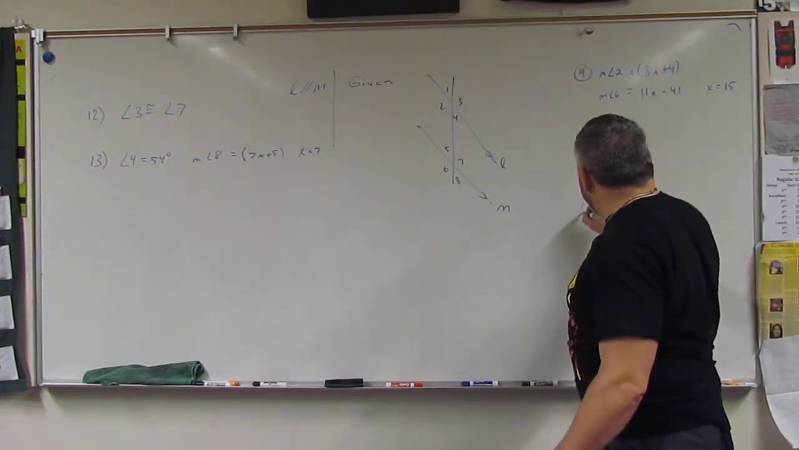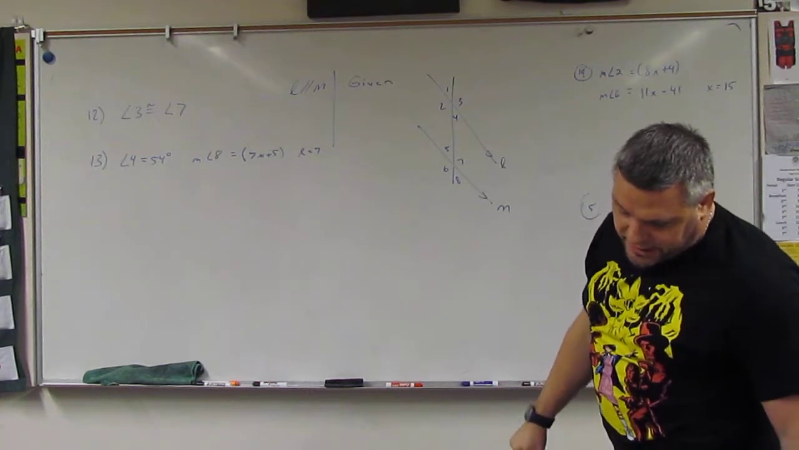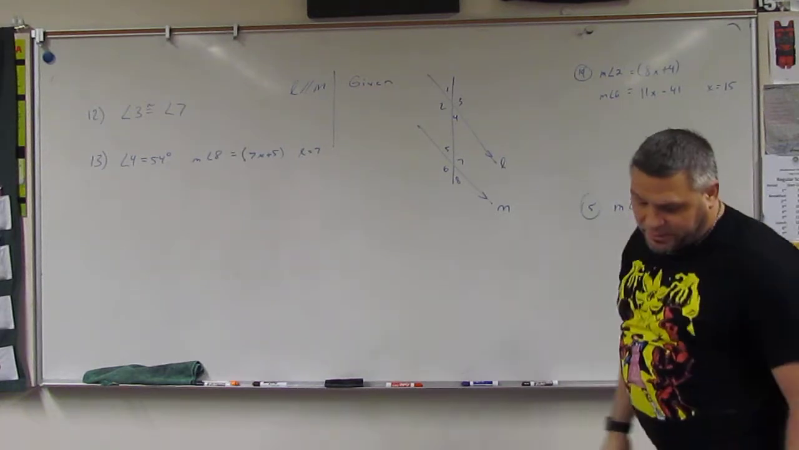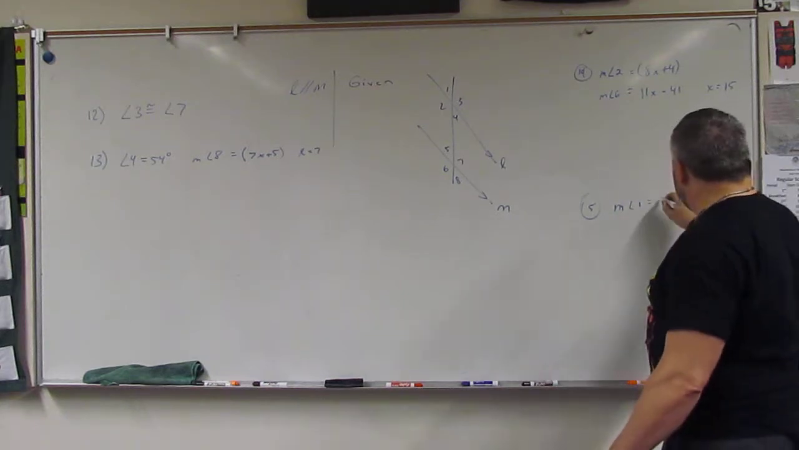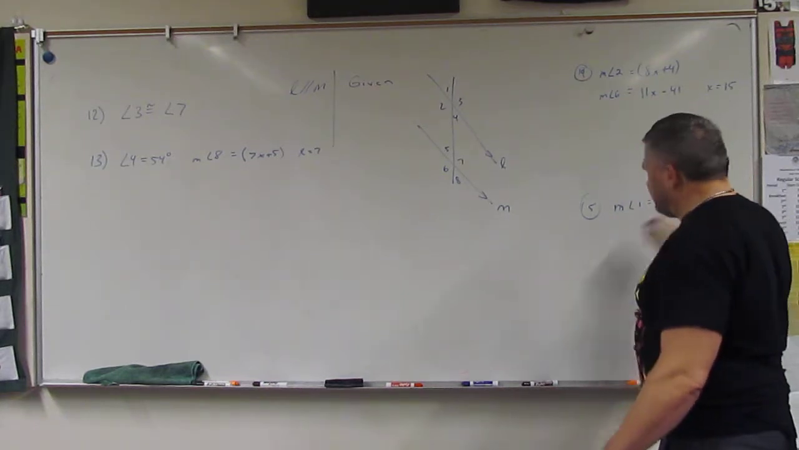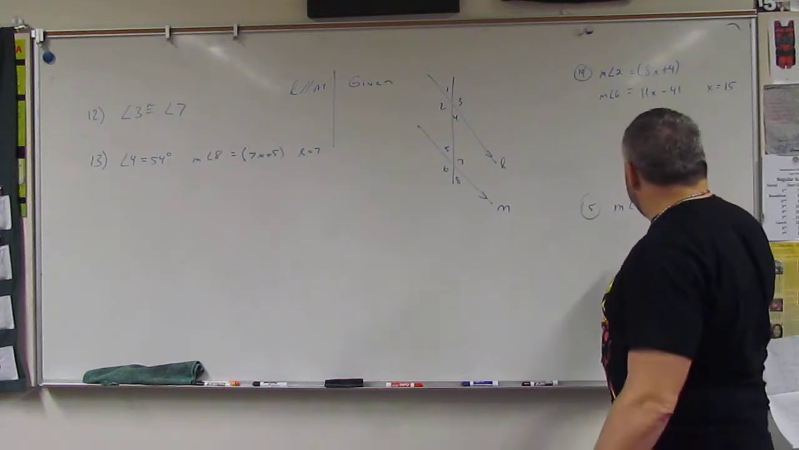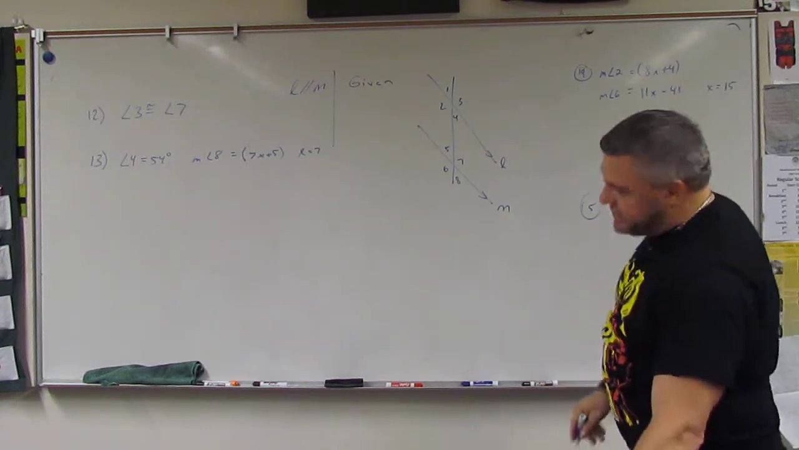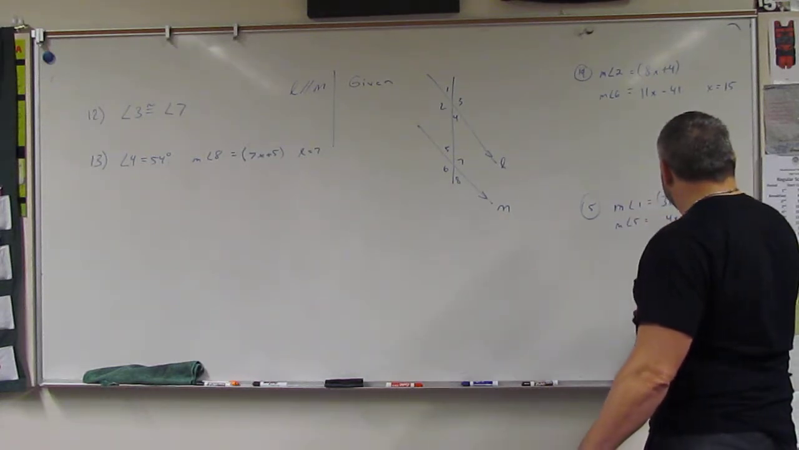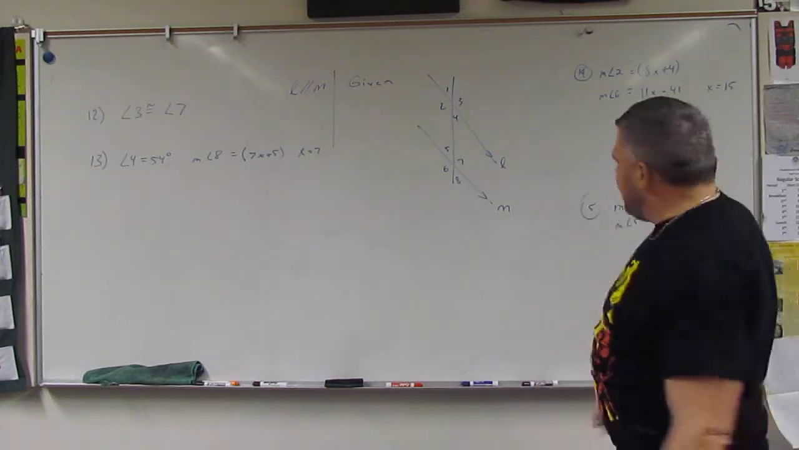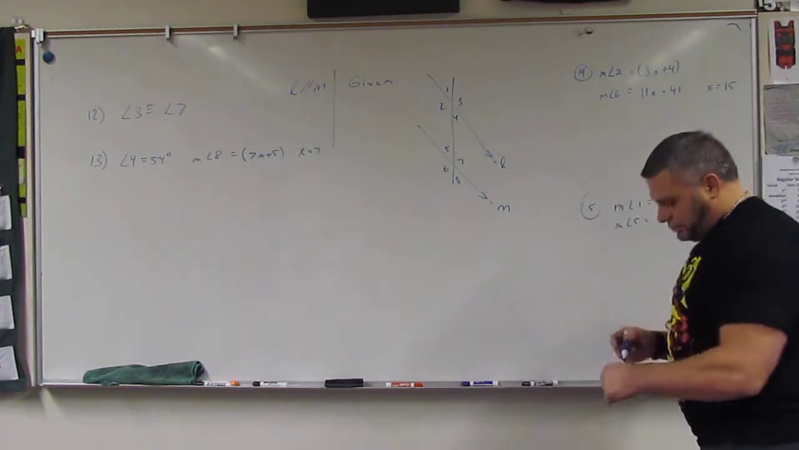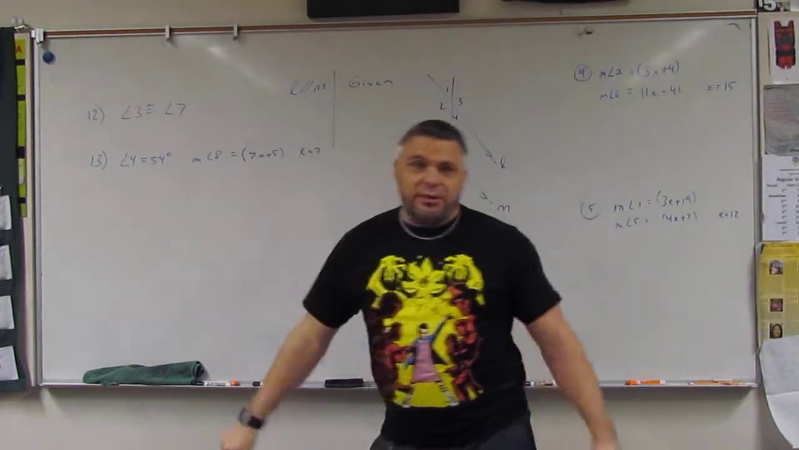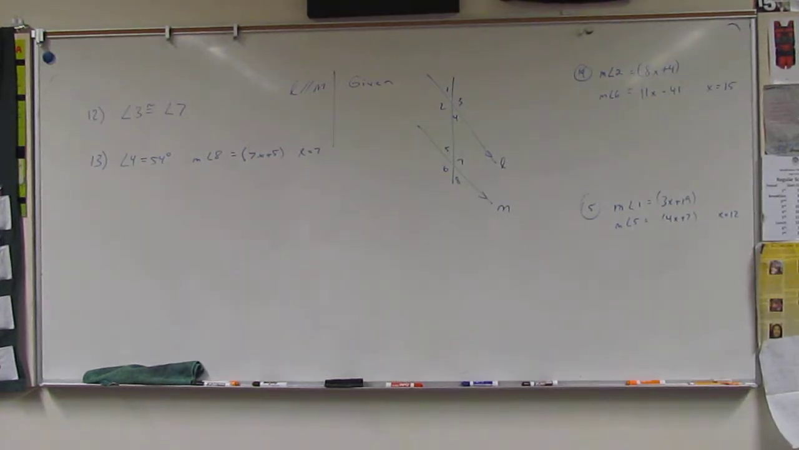And then 15 is stating that the measure of angle 1 is equal to 3x plus 19. And the measure of angle 5 is equal to 4x plus 7. And it's stating that x is equal to 12. Okay, so we have to prove this in all of these. Make sure we're recording and we got it.